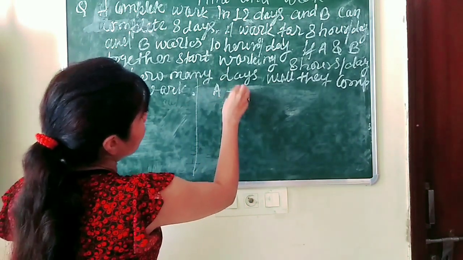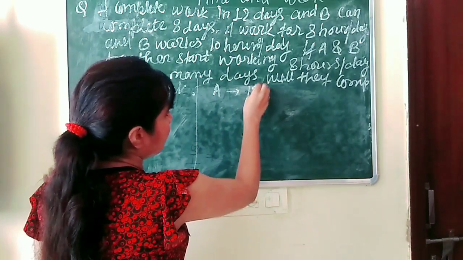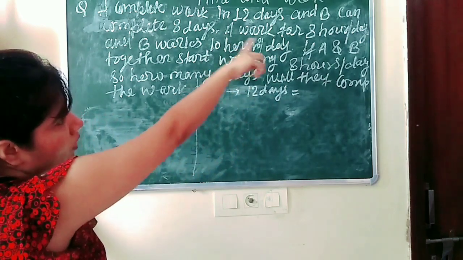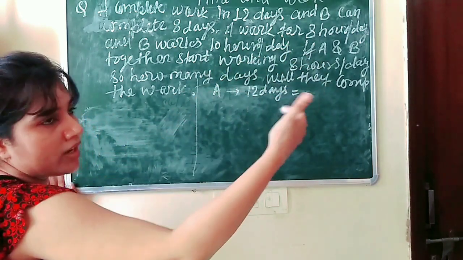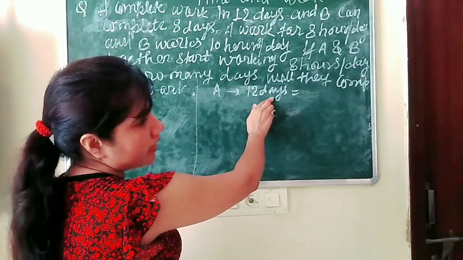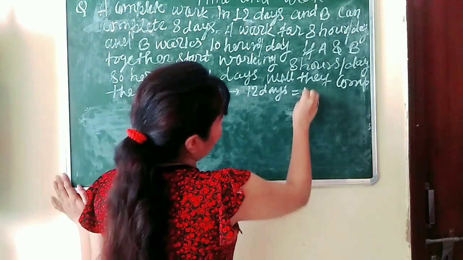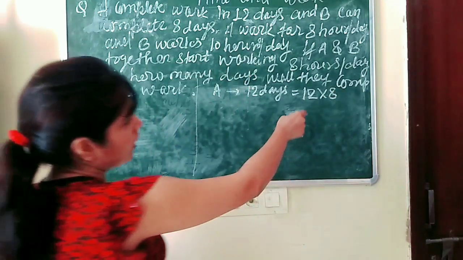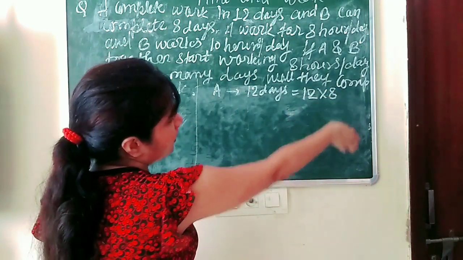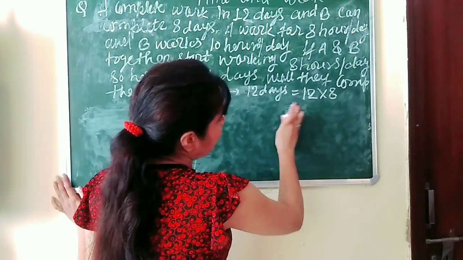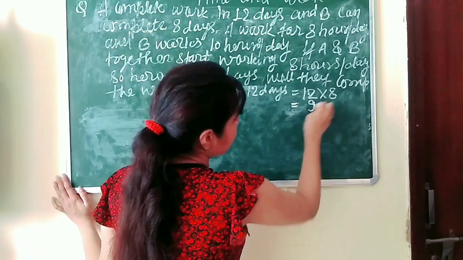So what we have is, A is working 12 days to complete the work, and A is working 8 hours per day. Every day A is working 8 hours, so we will simply convert it into hours. So in 12 days A will work 12 into 8 hours. 12 into 8 is 96 hours.